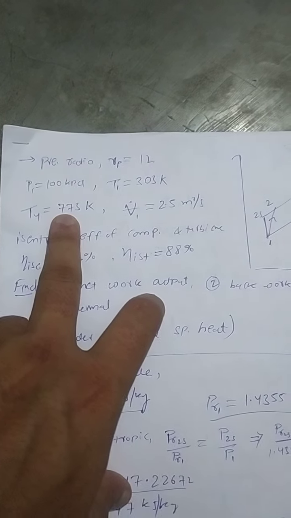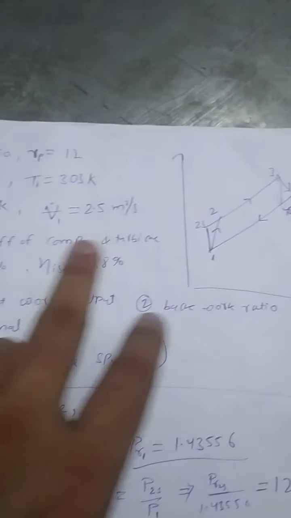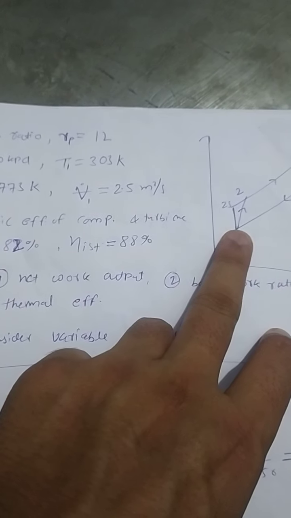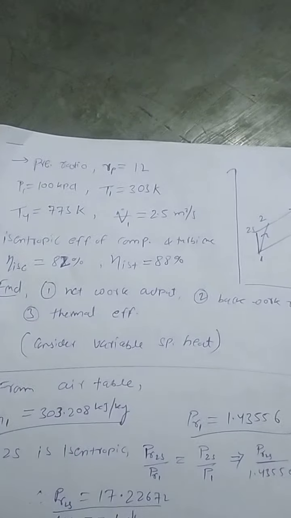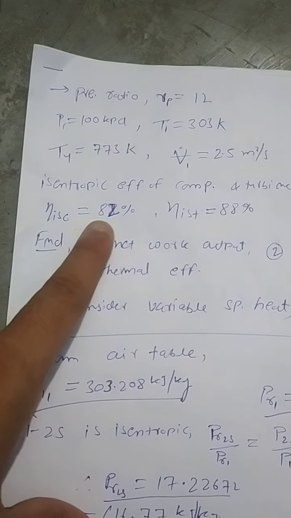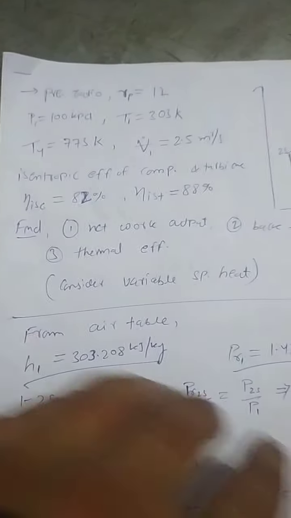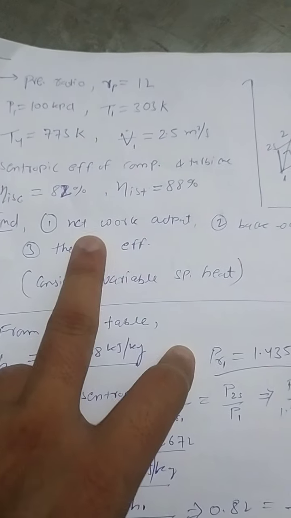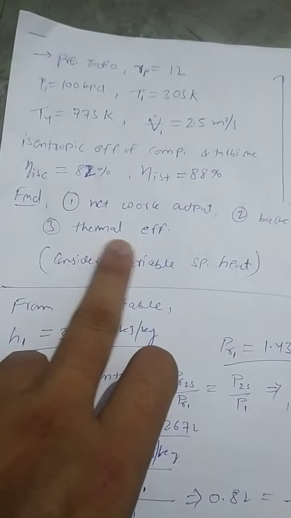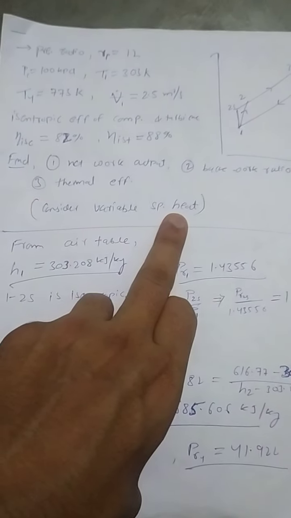T4 is the turbine exit temperature, which is here, turbine exit. The volumetric flow rate at the inlet of the compressor, that is here, is 2.5 meter cube per second. Now the isentropic efficiency of compression is given as 82% and of the turbine is 88%. We have to find the net work output or net power output, the back work ratio and thermal efficiency. For this calculation, variable specific heat has to be considered.